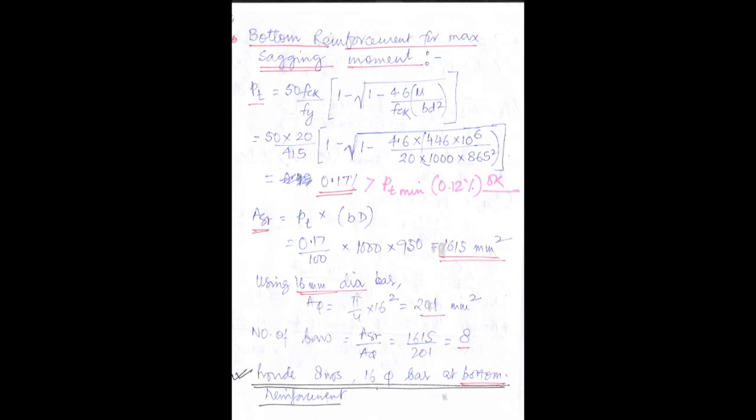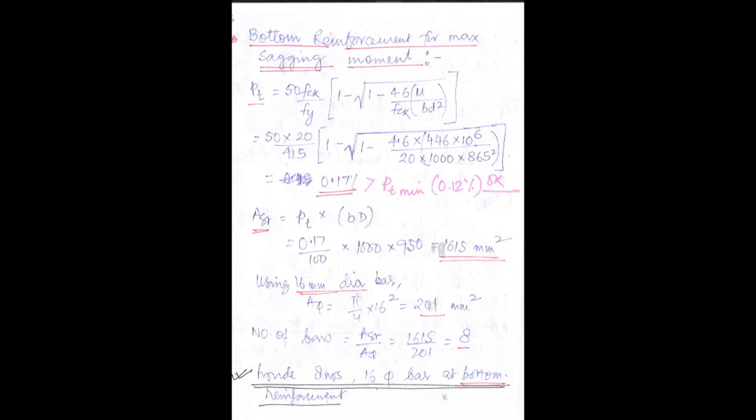Let us see the bottom reinforcement for the maximum sagging moment. Here I want to tell you the steps and the formula are the same, only the value of the moment changes. If you have understood the last step, this will be similar. The M value is 446 into 10 raised to 6, so please take care of that. Rest everything remains the same, because in the last step we decided the top reinforcement taking the maximum hogging moment value. Here we are designing the bottom reinforcement for the maximum sagging moment.